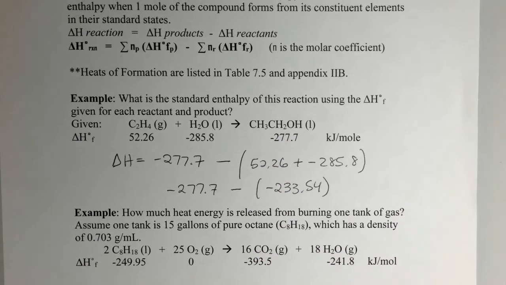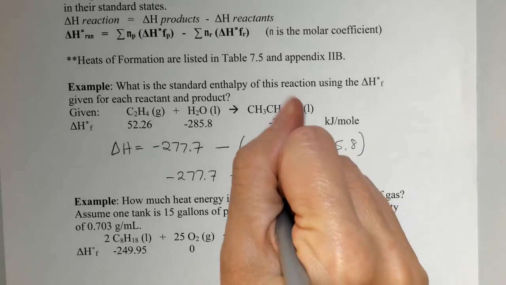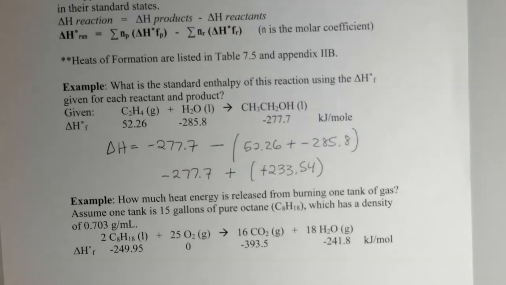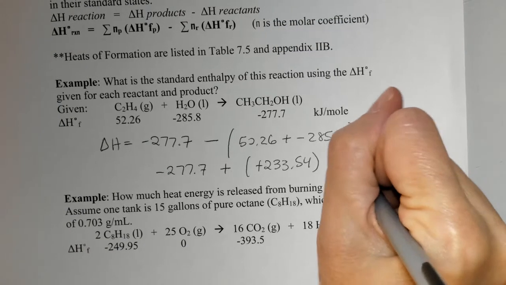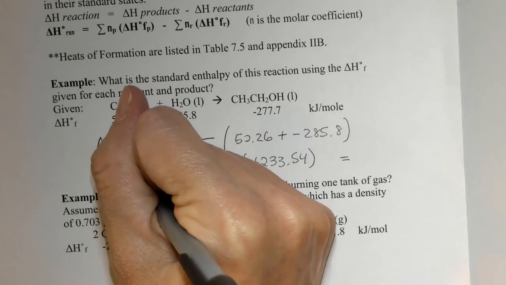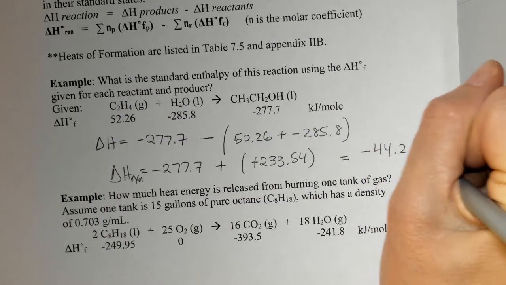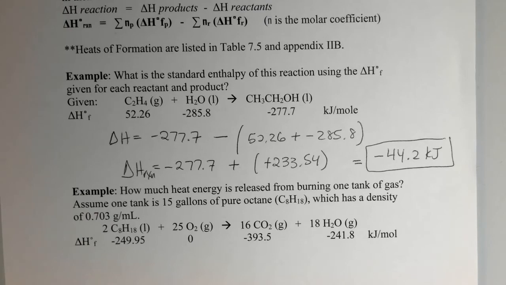All right, so now I'm minusing a negative, right? It's going to become a positive. So I'm going to take that 233.54 and add it to a negative 277.7. So I'm going to get a heat of this reaction of negative 44.2 kilojoules. All right. Let's try another one where those coefficients are going to be really important.